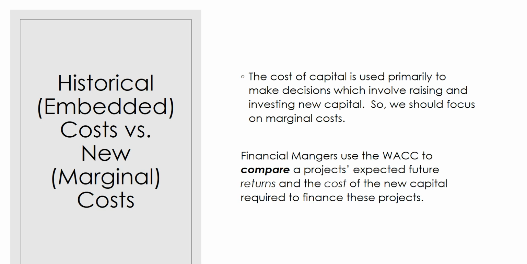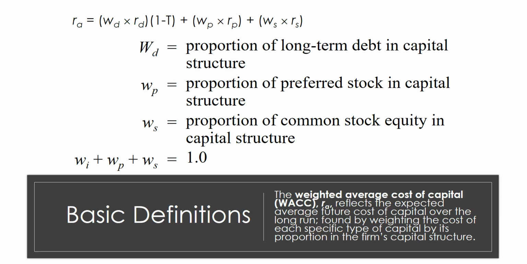The cost of capital is primarily used to make decisions which involve raising and investing new capital, so we should focus on marginal cost. We're going to use the weighted average cost of capital to compare a project's expected future returns and the cost of the new capital required to finance this project. So we're going to be looking to see, is the project going to yield a great enough return to compensate us for investing in this project? And to do so, we're going to use the weighted average cost of capital.